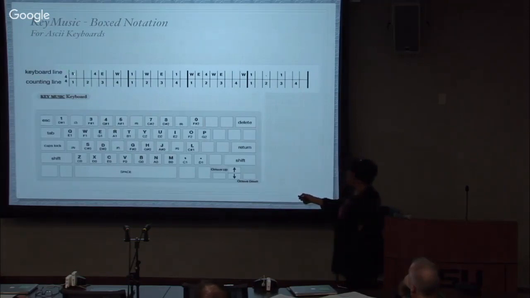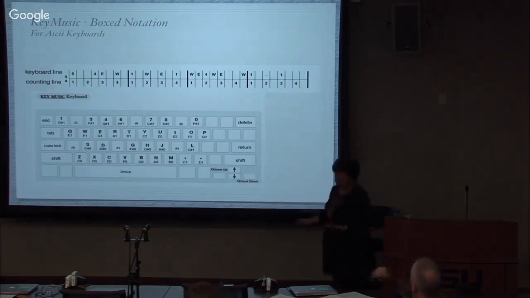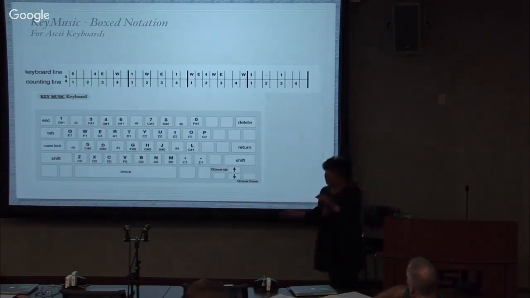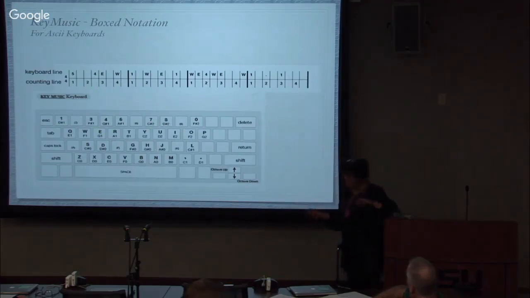So when you count one, you would push five. Two, and between the count of two and three, you would press this button. On three, you would press E. On four, you would press W, and so forth. So it seemed reasonable. I also was able to assign pitches to each one of the keys on the ASCII keyboard. So I went, oh, we might have something.